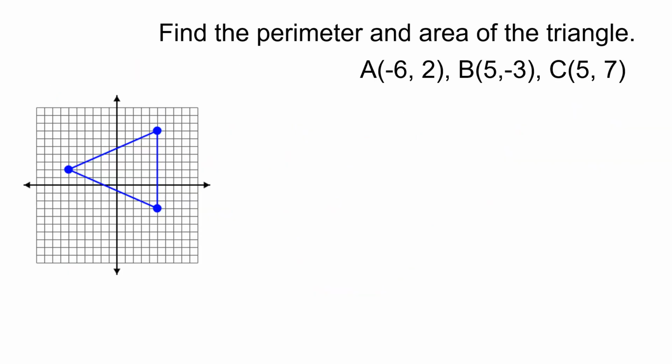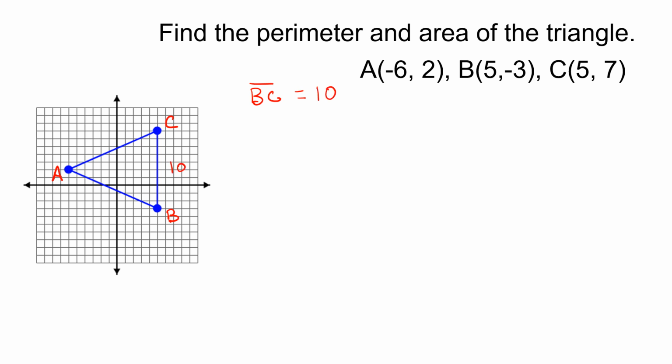Find the perimeter and area of the triangle. Again, for the perimeter, we're going to need all 3 side lengths. So let's go ahead and label these as A, B, and C. And notice that BC is a vertical line. So B to C, I can just count the number of squares, and that comes out to 10. So I know that is 10.